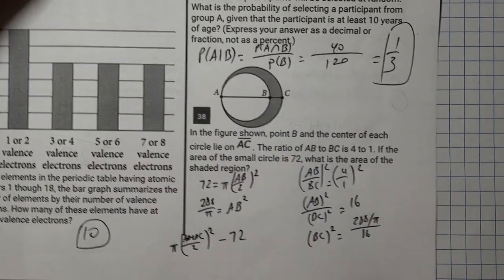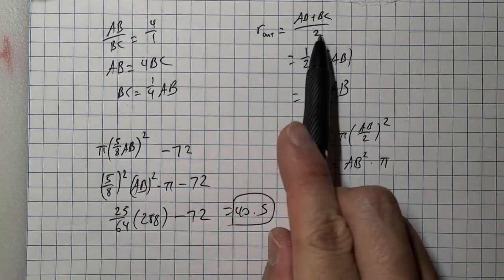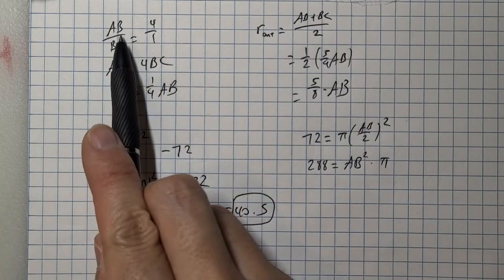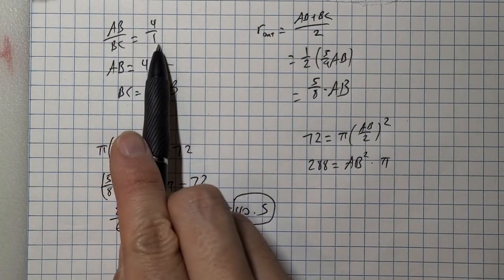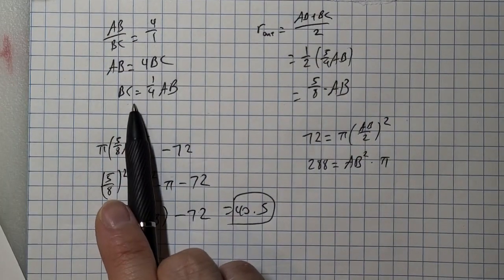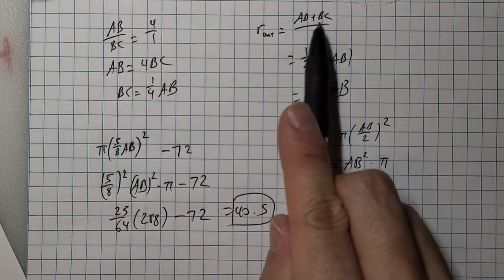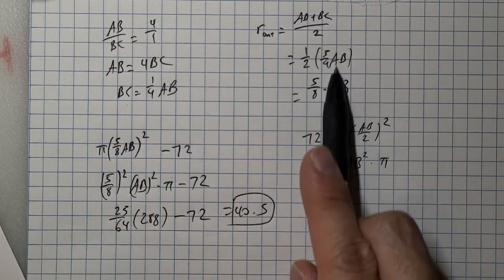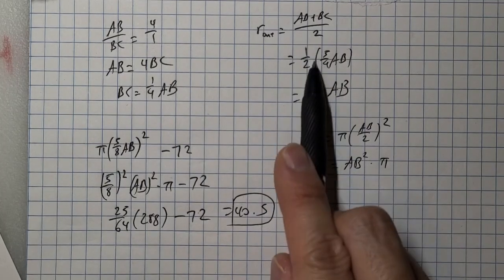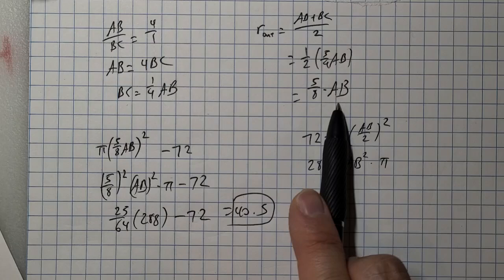Okay, so that's what I did here. R out is AB plus BC divided by 2, half of it, right? And they give us that AB over BC is 4 over 1, because the ratio of AB to BC is 4 to 1. So I can write it as BC is 1/4 AB, okay? So I can replace this BC over here with 1/4 AB, which becomes 5/4 AB if we add that. This 2 I've moved out as a half over here. Just divide by 2. And this simplifies to 5/8 AB.